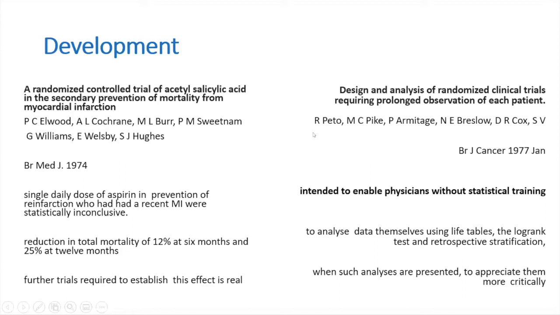But Robin Pater was the first one to design and analyze a random control trial in such a way that it was intended to enable physicians without statistical training to understand it. And he suggested when such analyses are presented, that doctors should be able to appreciate them more critically, okay? And that they can analyze the data themselves. So he's put in a method of using meta-analysis so that we can all understand it, i.e. make the language of meta-analysis familiar.